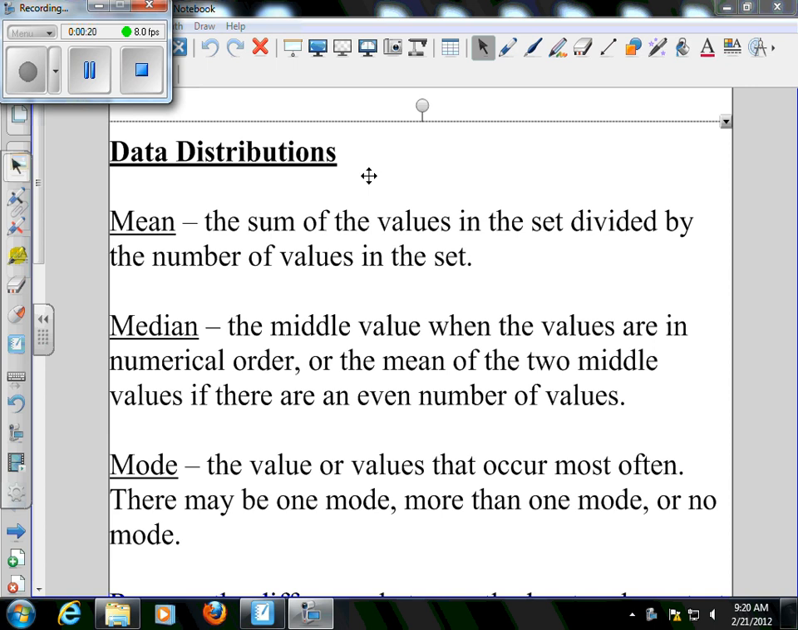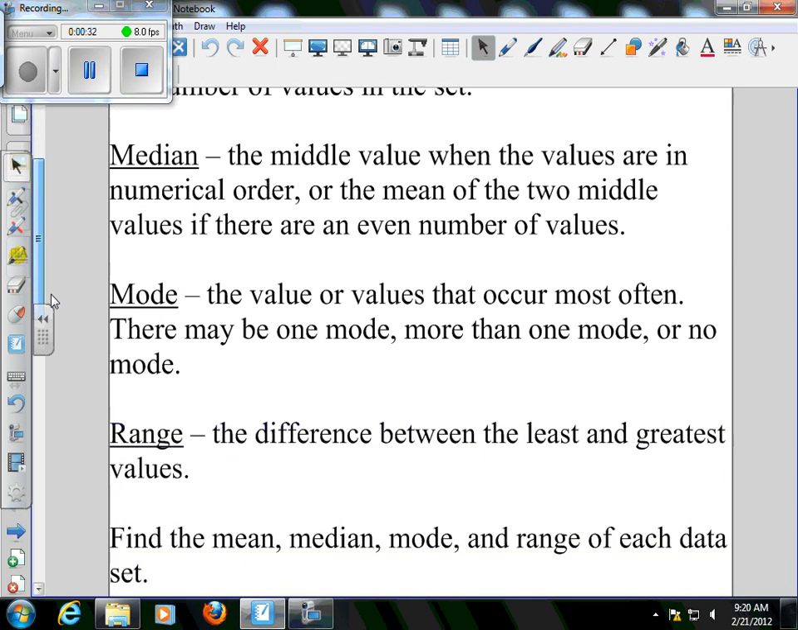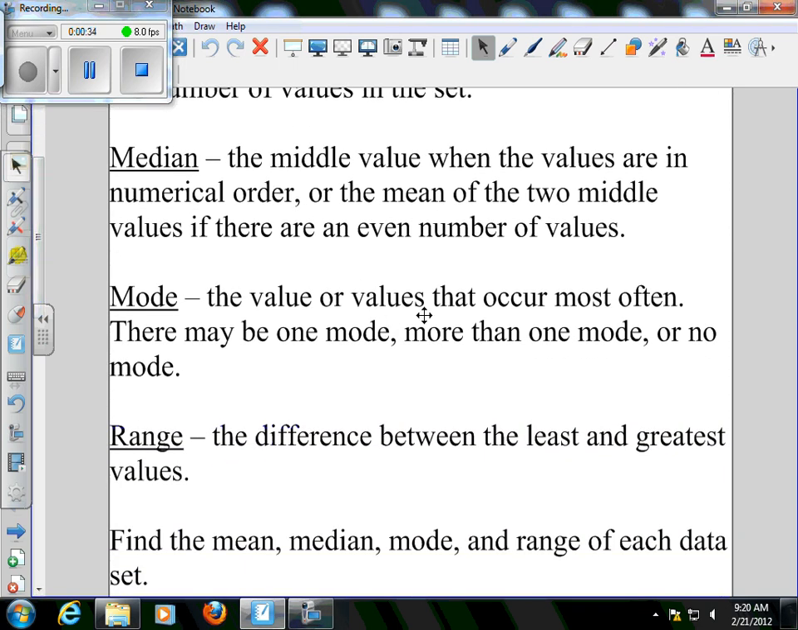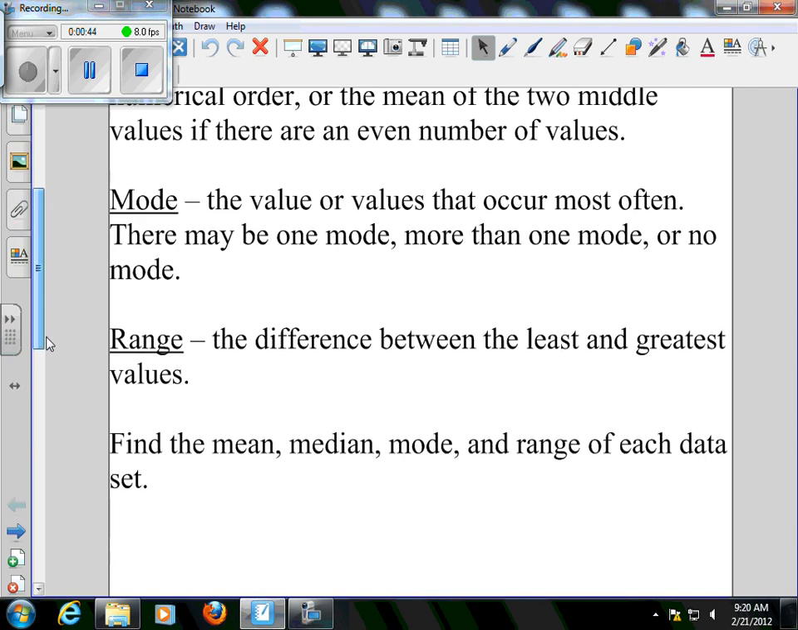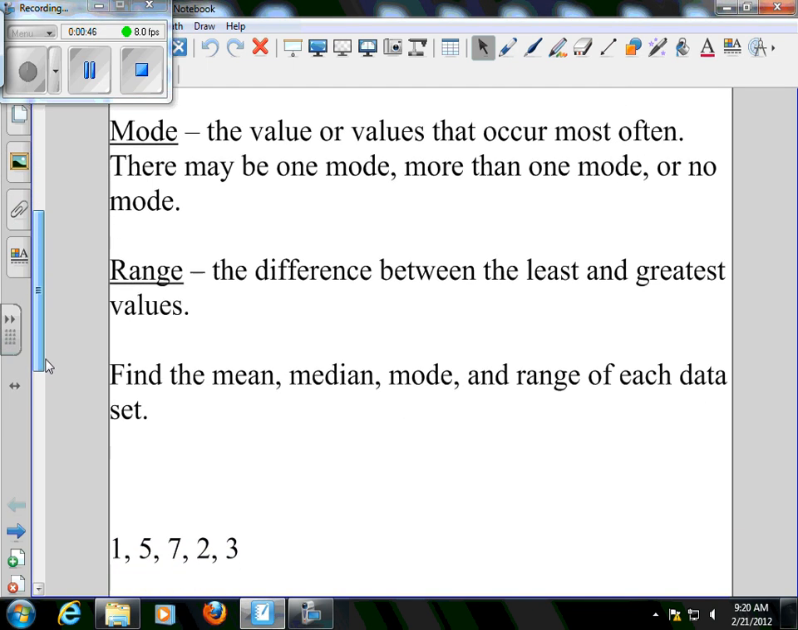The median is the middle value when the values are in numerical order. Or if there's an even number of values, it's the mean of the two middle values. The mode is the value or values that occur most often. There may be one mode, more than one mode, or no mode. The range is the difference between the least and greatest values.